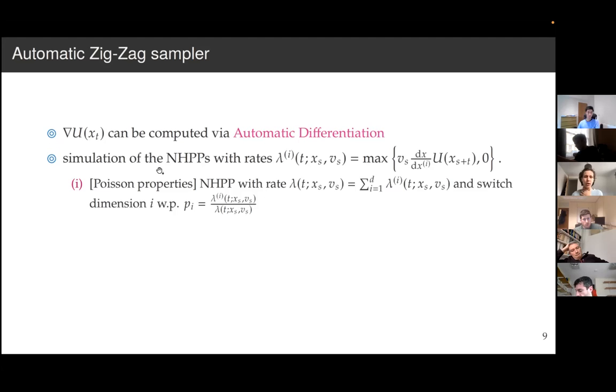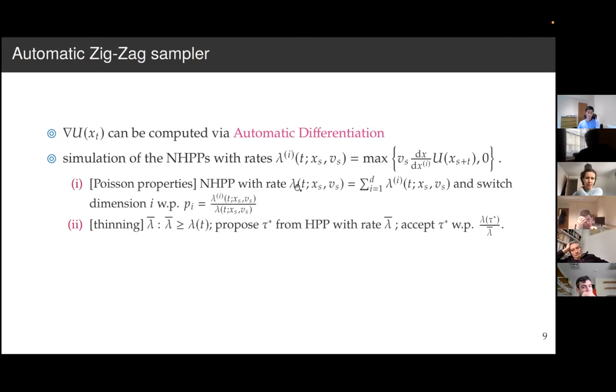And then how do we solve the problem of simulating the non-homogeneous Poisson process with these rates? So the first trick that we can do is just to sample from the minimum by sampling from a non-homogeneous Poisson process with the sum of the dimension-specific rates, and then sample the dimension to switch with this probability here.